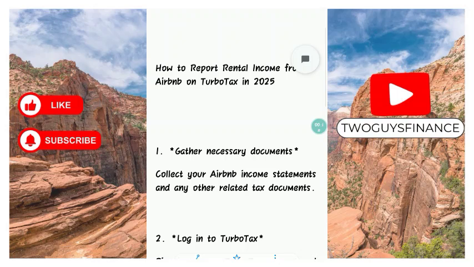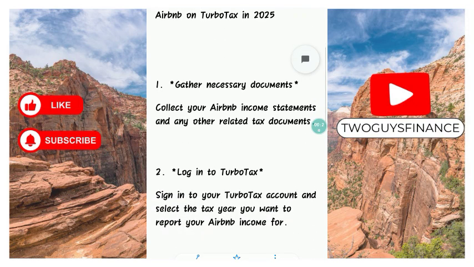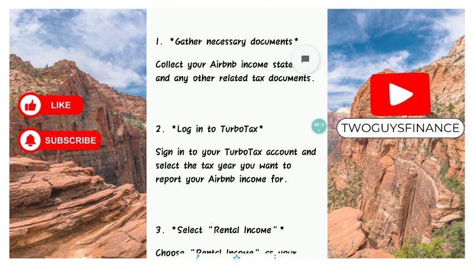Now, the first thing you're going to need to do is to gather necessary documents. So go ahead and collect your Airbnb income statements and any other related tax documents. Once you have them, go ahead and log into your TurboTax. So sign into your TurboTax account with your username, email address, and your password.